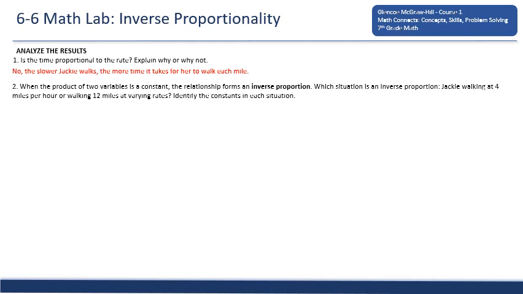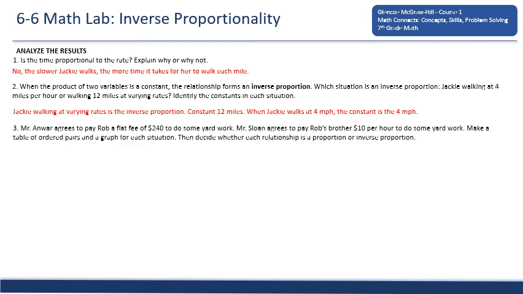Which situation is an inverse proportion? Jackie walking at 4 miles per hour or walking 12 miles at varying rates? Identify the constants in each situation. So Jackie walking at varying rates is the inverse proportion. Constant 12 miles. When Jackie walks at 4 miles per hour, the constant is the 4 miles per hour.